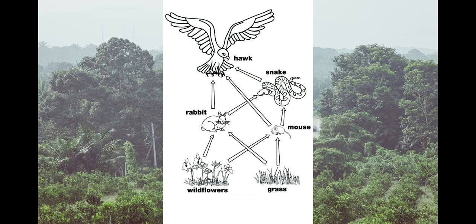In this example, if the snake population were to disappear, that would cause the hawk population to decrease because they lost part of their food source. If there's less predators in this ecosystem, that would cause the rabbit population to increase.